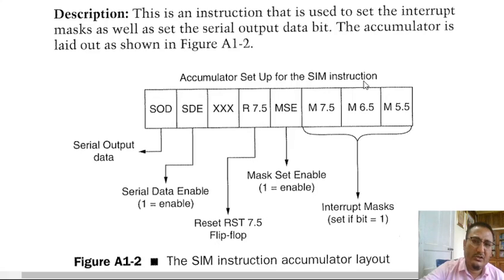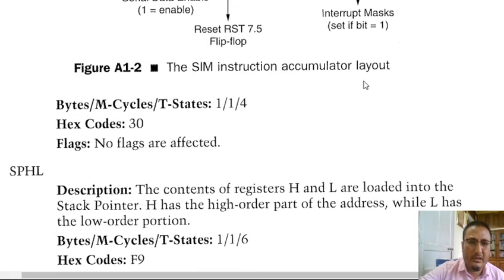So the SIM instruction is used to set the interrupt mask as well as the serial output data bit. Again, I'll repeat the configuration of the accumulator for SIM: SOD, SDE, then R7.5, then mask set enable, and then M7.5, M6.5, and M5.5. Now the byte requirement, machine cycle requirement and T states: it requires 1 byte, 1 machine cycle, and 4 T states. The hex code is 30, and none of the flags are affected.